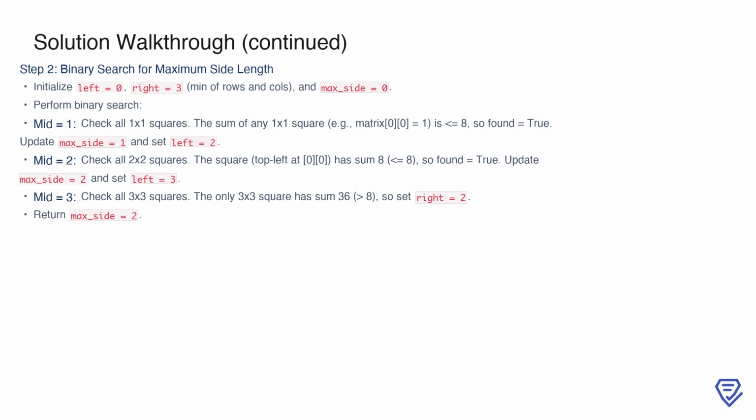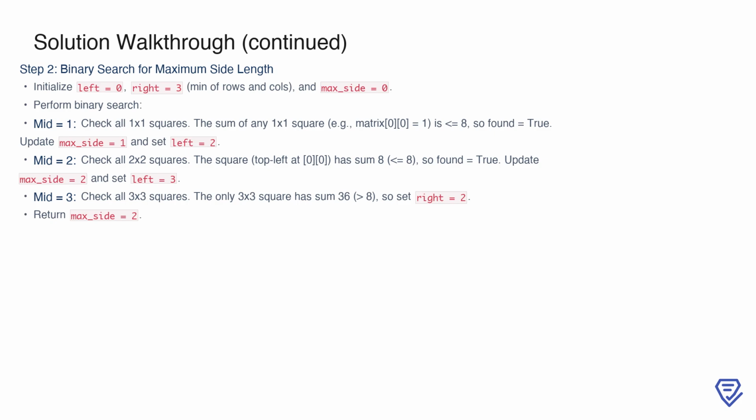With the prefix sum table ready, we now perform a binary search to find the maximum side length of a square where the sum is less than or equal to the given threshold. We start by setting left to 0, right to the smaller dimension of the matrix, and max_side to 0. The binary search works by testing midpoints between left and right. For mid equals 1, we check all 1 by 1 squares. Each of these has a sum derived directly from the original matrix, and since they all satisfy the threshold condition, we update max_side to 1 and move left to 2.